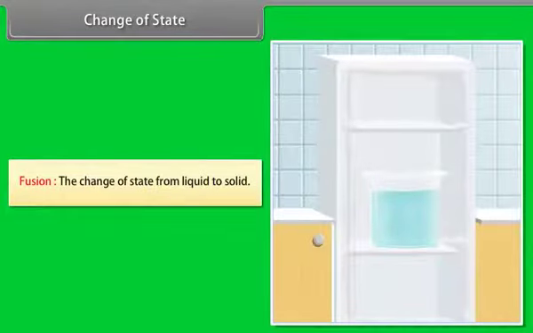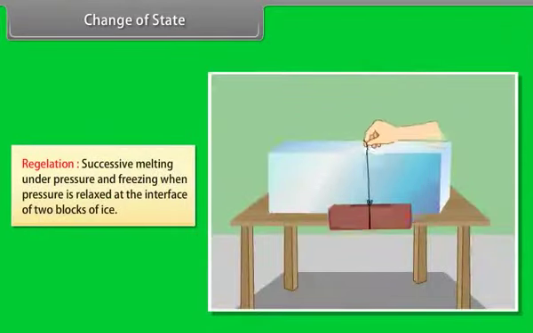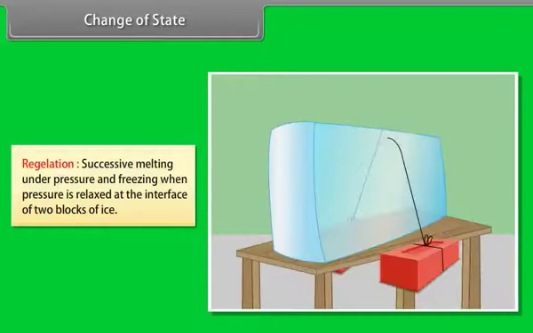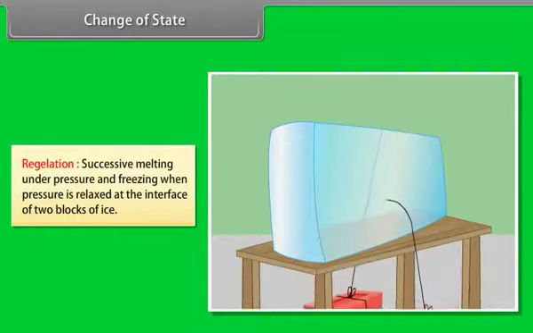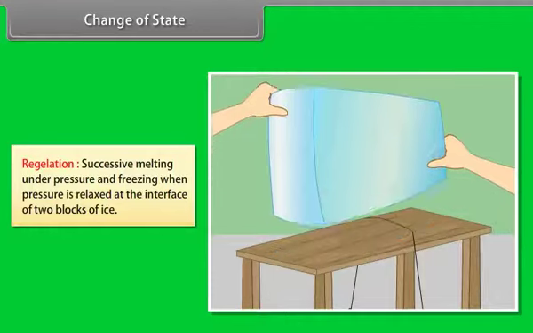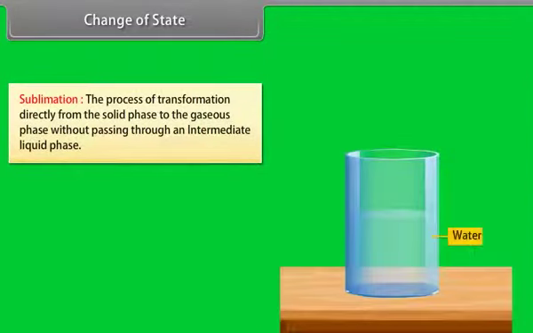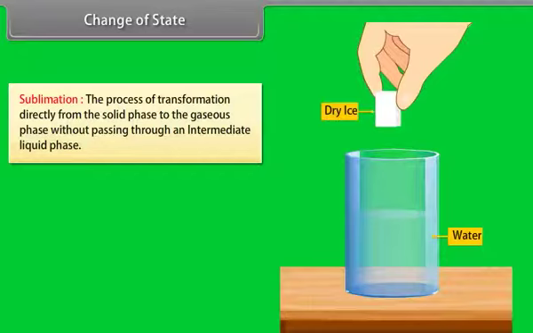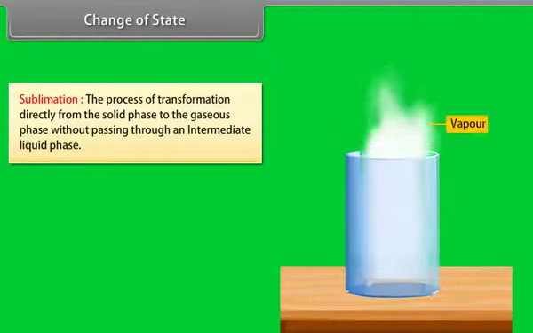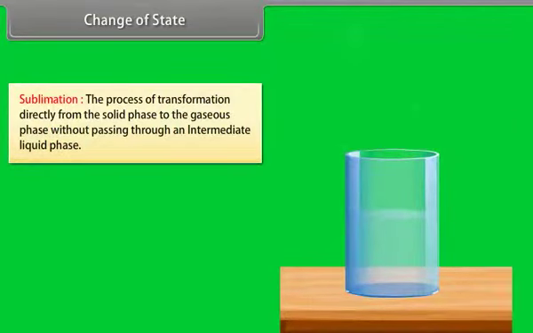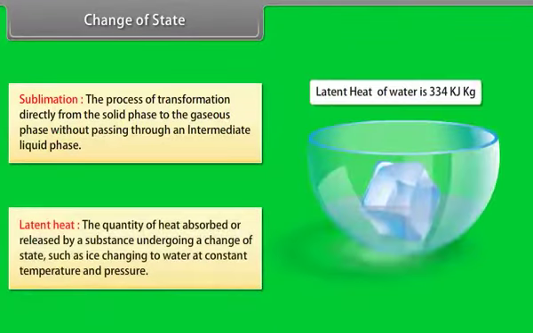Fusion. The change of state from liquid to solid. Regelation. Successive melting under pressure and freezing when pressure is relaxed at the surface at the interface of 2 blocks of ice. Sublimation. The process of transformation directly from the solid phase to the gaseous phase without passing through an intermediate liquid phase. Latent heat. The quantity of heat absorbed or released by a substance undergoing a change of state, such as ice changing to water, at constant temperature and pressure.